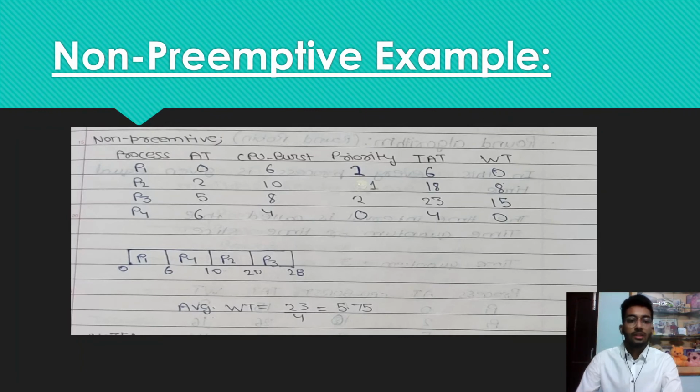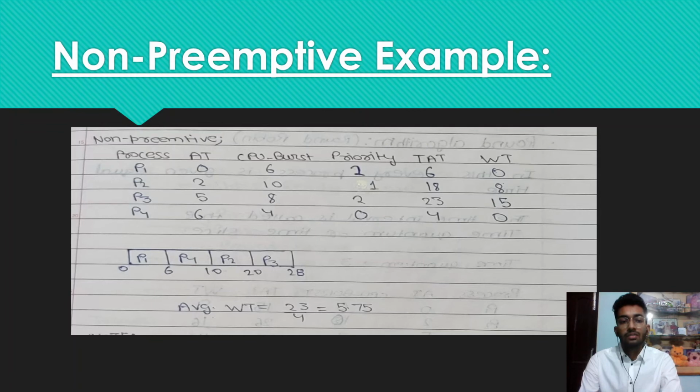So you can see there are 4 processes, P1, P2, P3, P4. At time 0 we only have P1, so P1 is executed. As this example is non-preemptive, P1 won't be removed from the CPU, so P1 completes its execution.